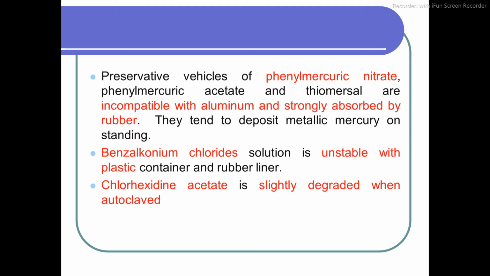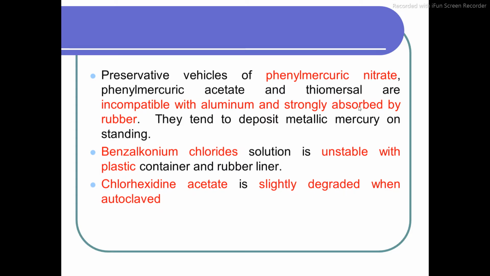whenever we are going to prepare preservative vehicle, we must consider this type of parameters. If you want to use phenyl mercuric nitrate, it is not allowed to be stored in aluminum container and rubber closure container. If you want to use benzalkonium chloride, it is unstable in plastic container. So you must use rubber containers. Then if you want to use chlorhexidine acetate, it may undergo degradation in autoclaving. So that's why it must be terminally sterilized by using filtration sterilization.